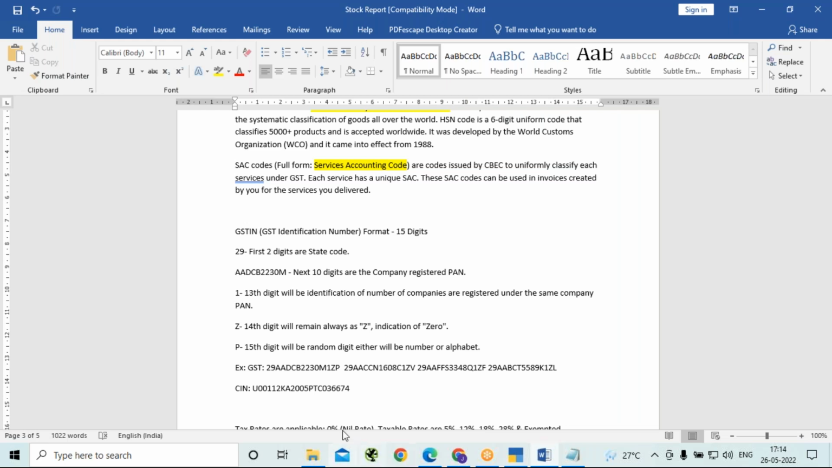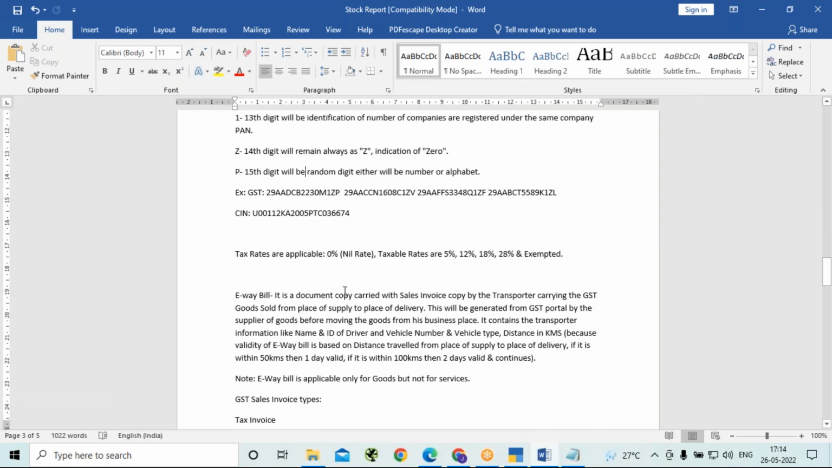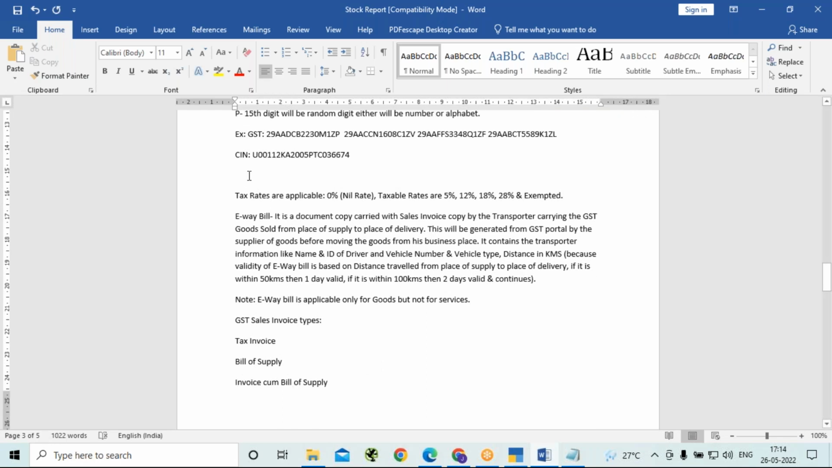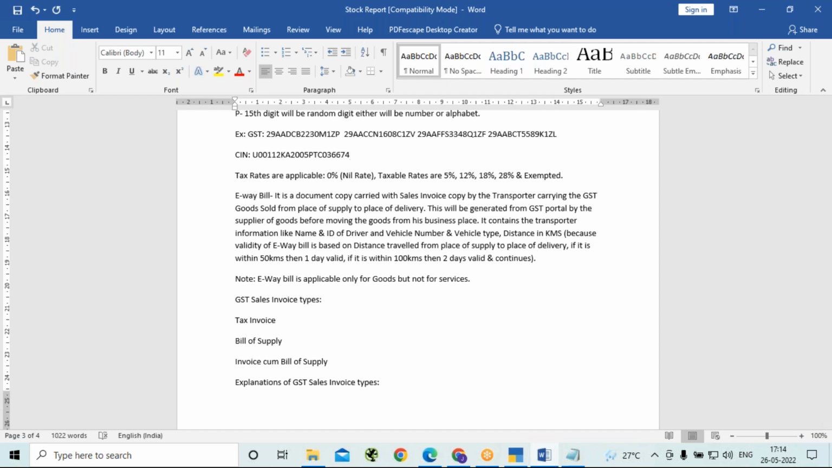Fine. The next thing is the e-way bill. Have you heard about this concept of e-way bill before? Yes, sir. What does e-way bill mean? An e-way bill is a document consisting of the transporter details: the transporter's name, address, identification number, which vehicle they are using, the vehicle number, which type of vehicle, and a very important part, the distance traveled.